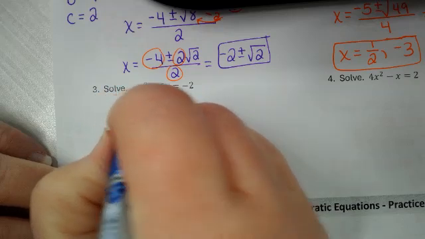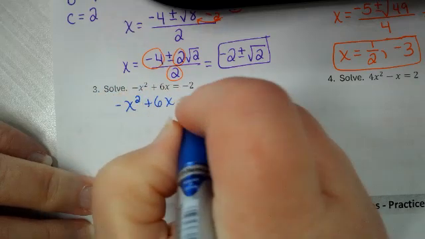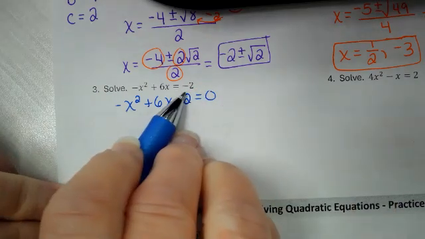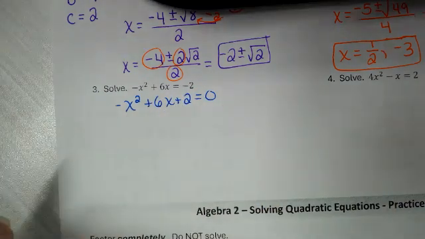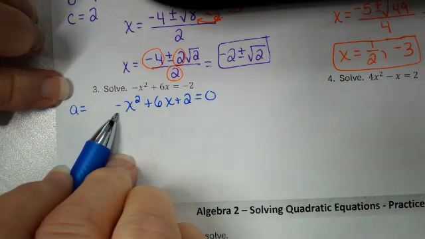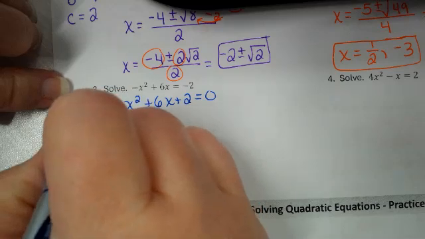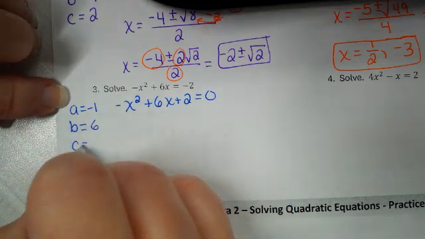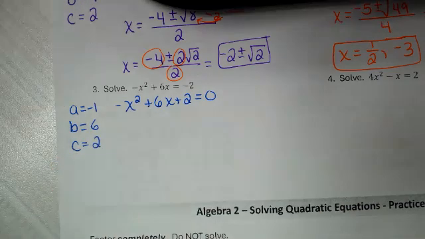Negative x squared plus 6x plus 2 equals 0. We have to add 2 to both sides to move it over. Now, a is the number in front of x squared, so that's negative 1. B is the number in front of x. C is the constant, the one without any variables.